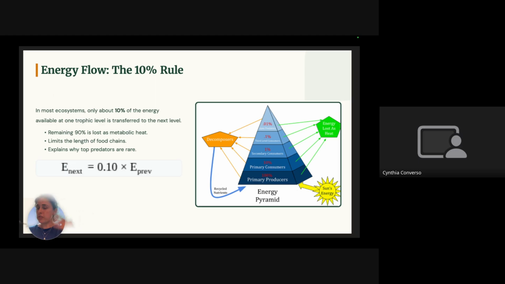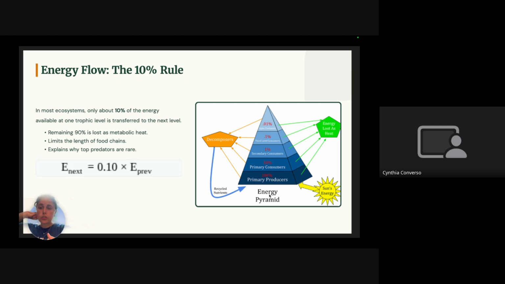Right, so grass grows, grass reproduces and grows and repairs itself and has its own metabolism. So it needs to use the energy that it makes in order to keep itself alive, right? And then only a certain amount of it actually makes it to the next level. Right, so the remaining 90% is lost as metabolism, and also some is lost as heat. Some is always lost as heat. Right.